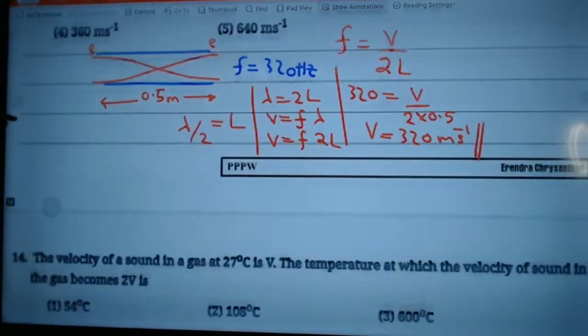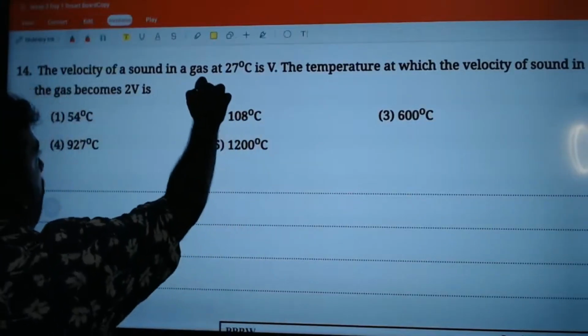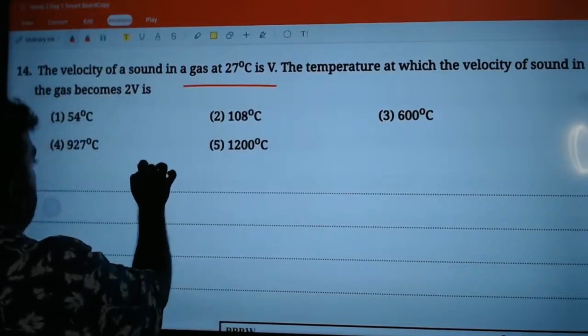Okay. Question number 14. Velocity of sound of a gas at 27 is V. So you know the equation.